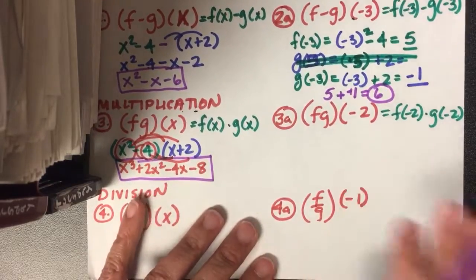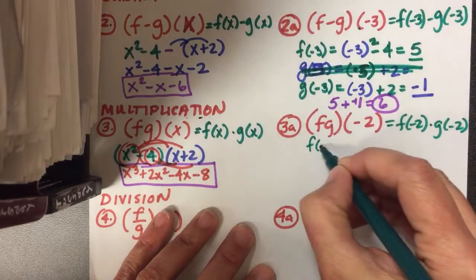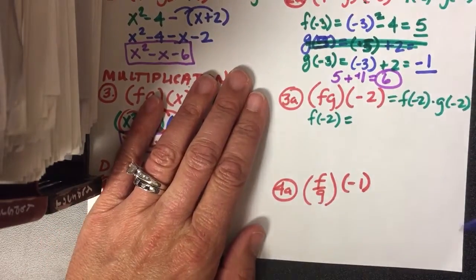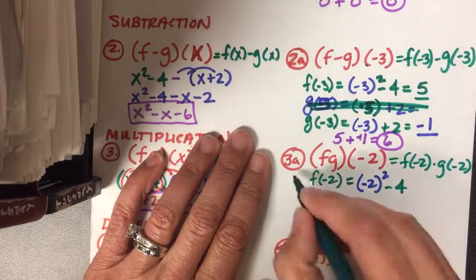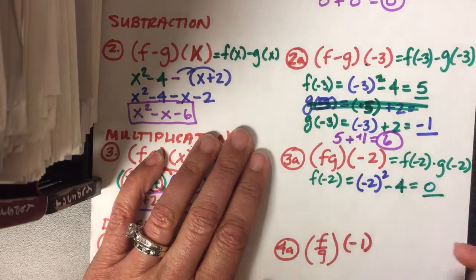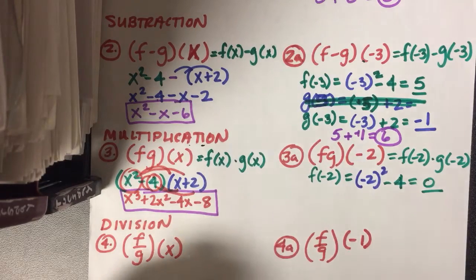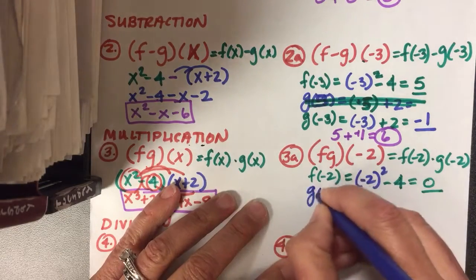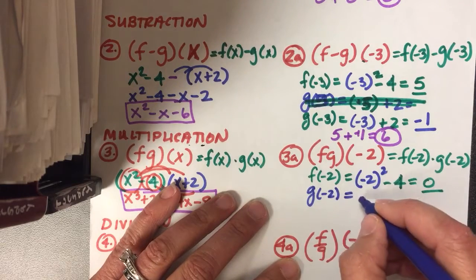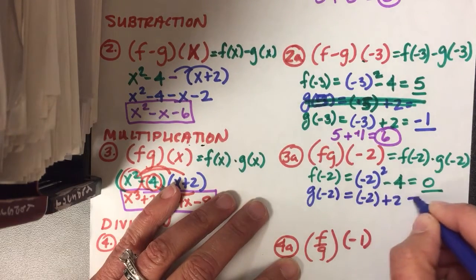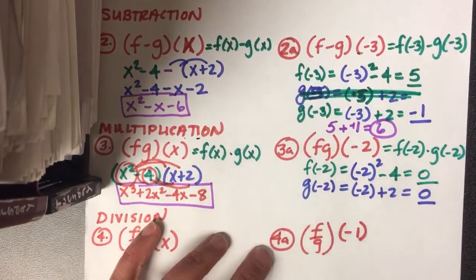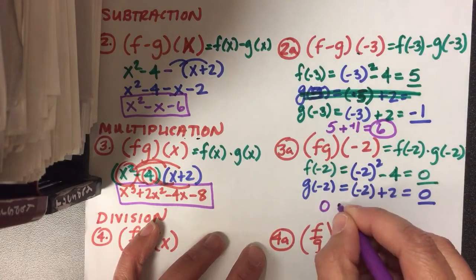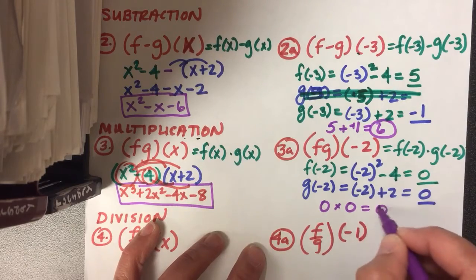So let's come over here where we're actually plugging a value in. So let's do f of -2. Again, f of x is x squared minus 4. So I'm going to do -2 squared minus 4. 4 minus 4 is 0. So that's f of -2. Now let's do g of -2. G of -2 also comes out to, you have -2 plus 2, which comes out to 0. And remember, we're looking at multiplication, so we're multiplying f times g. Well, in this case, it's an easy one, 0 times 0. So that is 0.